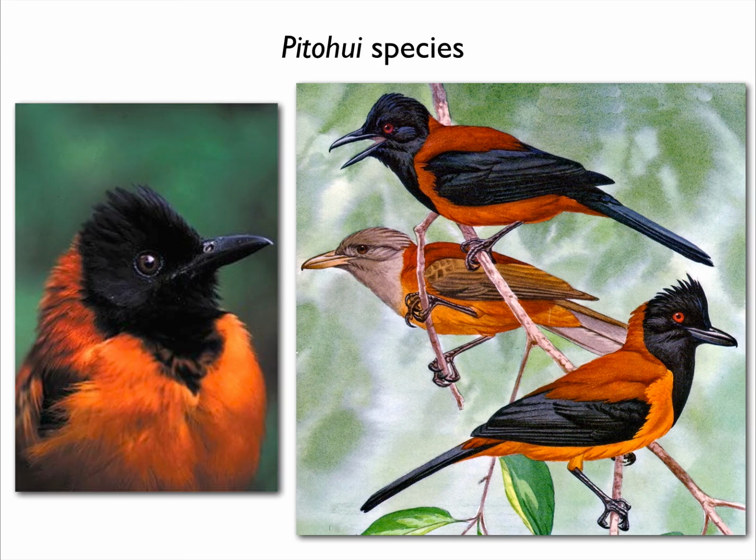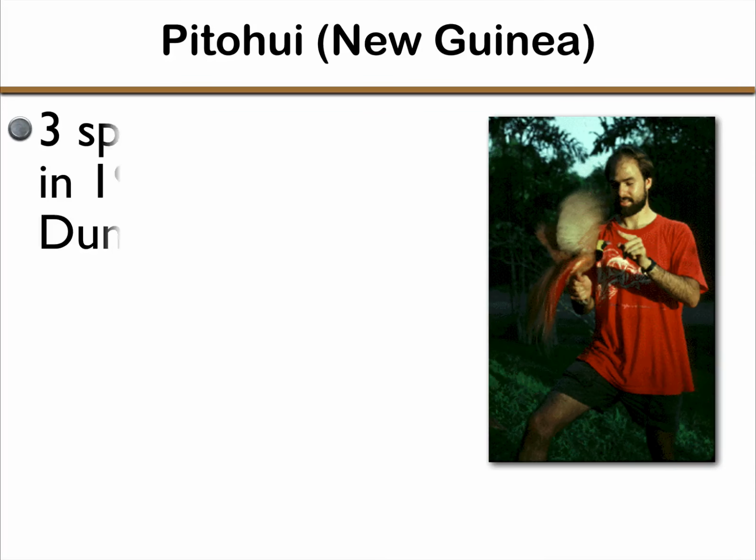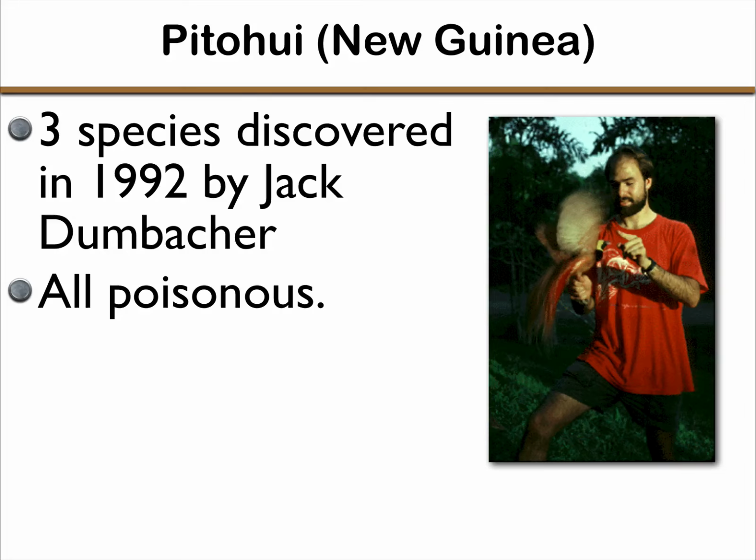This is a relatively recently discovered group of birds, the Pitahui. I think I'm pronouncing that relatively correctly. And there's several species. I think there might be 3 species. And they're all poisonous. Some are more poisonous than others. Now, it's very unusual to have any species of bird that's poisonous, so that's kind of unique in and of itself. And in fact, nobody really even expected to encounter this.